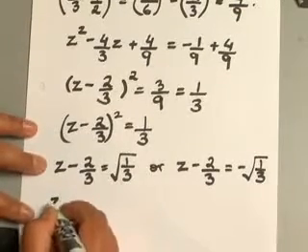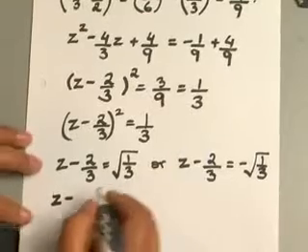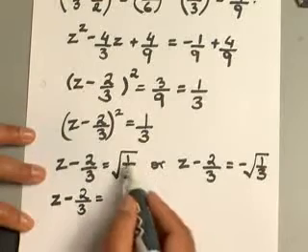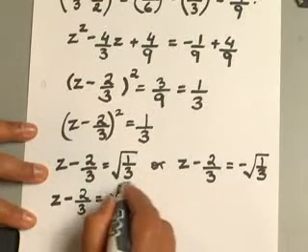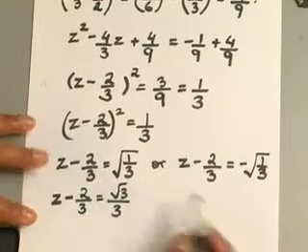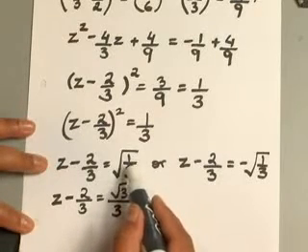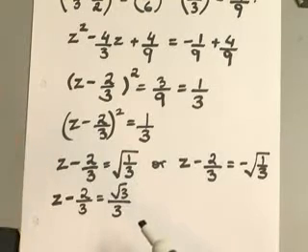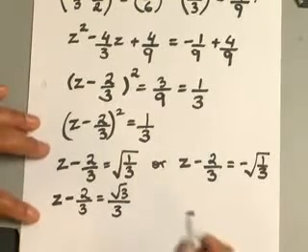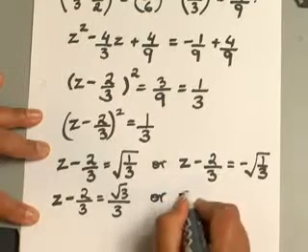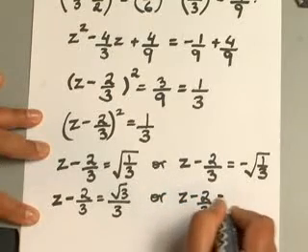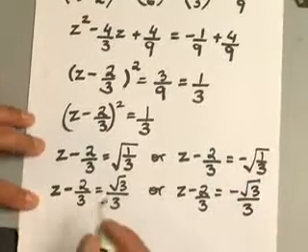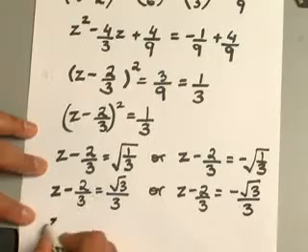Again, you're going to have to simplify this just like we did in the earlier example and rationalize your denominator. So if you do that, you will end up with z minus 2 over 3 equals square root of 3 over 3. This is what happens when you simplify this by rationalizing the denominator. So go ahead and try that and make sure that you come up with square root of 3 over 3 as your answer. On the other side, same thing except with the negative sign.